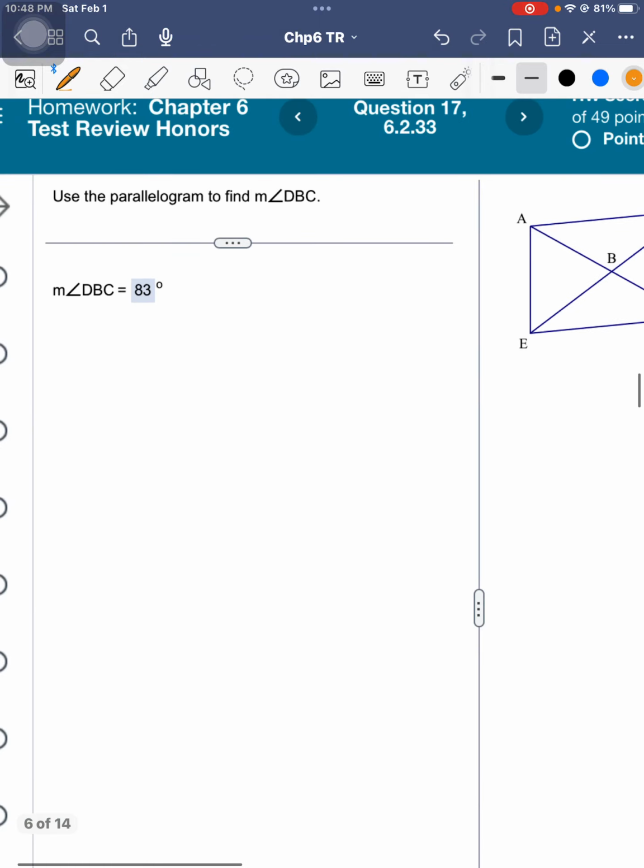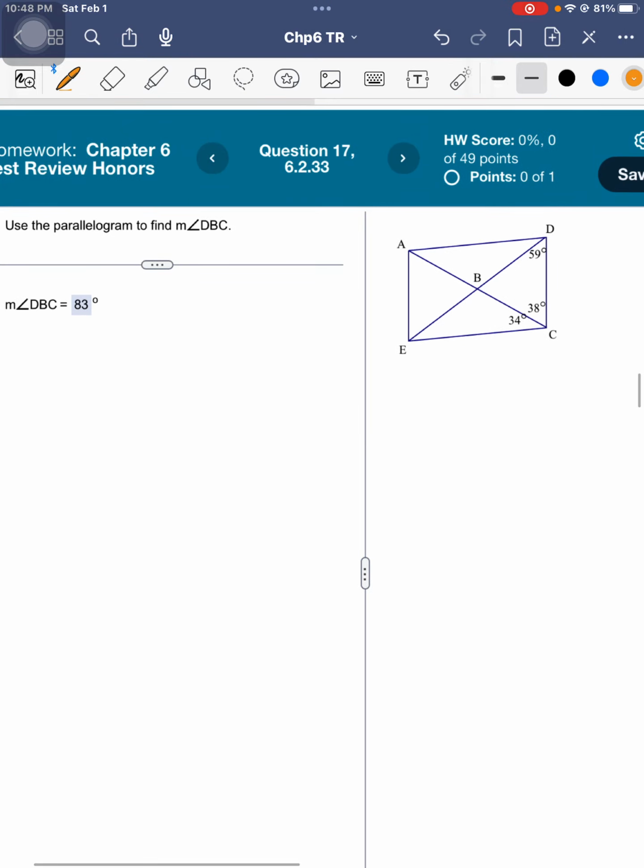Okay, let's go to the next one. Use the parallelogram to find the measure of DBC. DBC, so this one. It's always the middle one. Now we could just use the triangle angle sum theorem. So let's put X for this angle. So we can do X plus 59 plus 38 equals 180. There's 180 degrees in a triangle. So when we subtract this and this from 180, we're going to get 83.